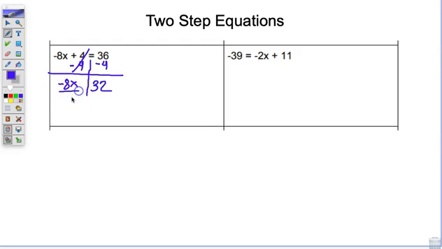Now I'm going to divide both sides by that negative 8. Now I did that because negative 8 times x, the inverse would be dividing by negative 8.